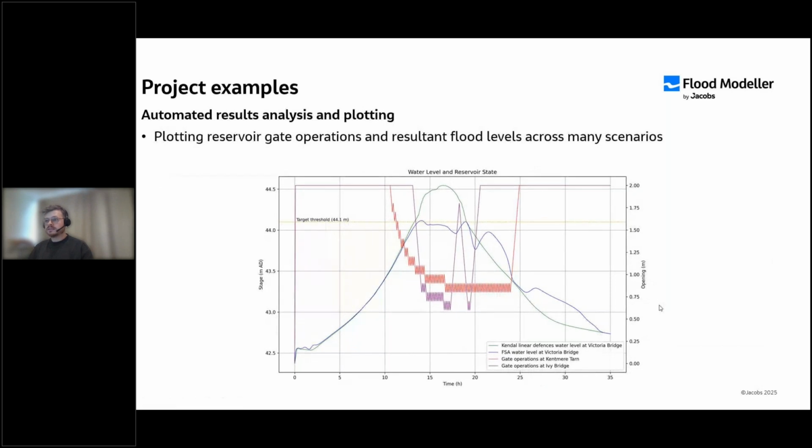And the last project example is more on the plotting of results. Although in Flood Modeler itself, you can, of course, go into your results and plot them and do all sorts of things with that, with the API you've got a lot more configurability, so you can plot results. Say if you're running lots of different scenarios, in this case, it's looking at how reservoir gate operations impact water levels further downstream.